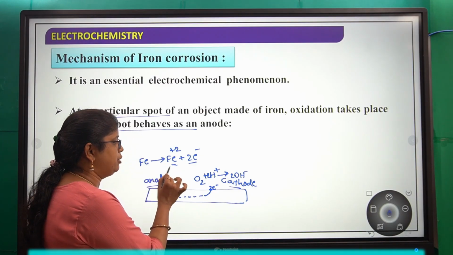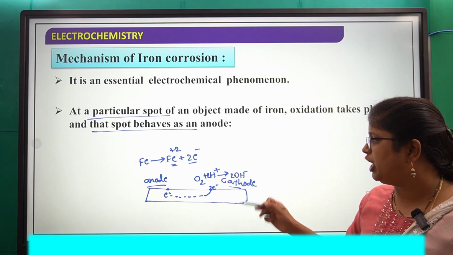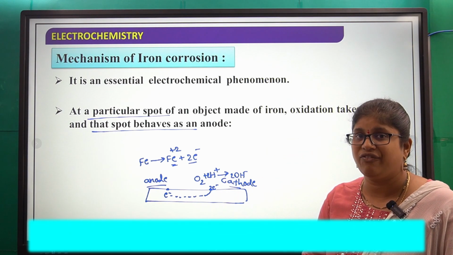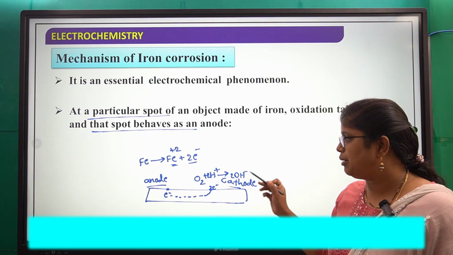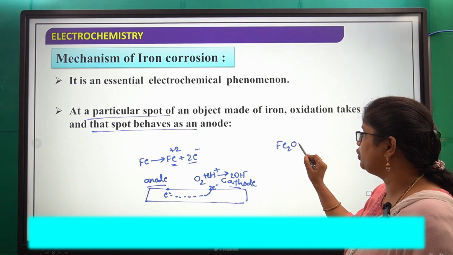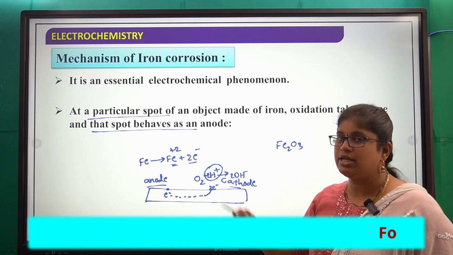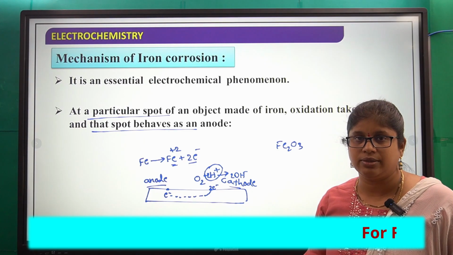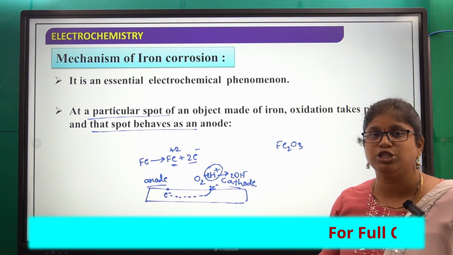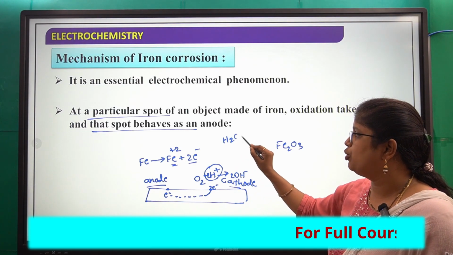Now the Fe2+ which is formed here is again converted into Fe3+. By releasing one more electron, it converts to Fe3+, and that combines with oxygen and finally gives Fe2O3. So here, in the presence of H+ ions, O2 gets reduced. From where do we get these H+ ions? These H+ ions are coming from carbonic acid.